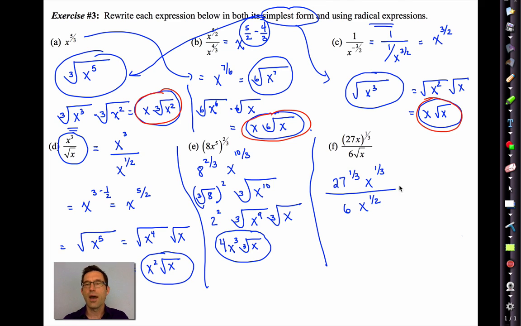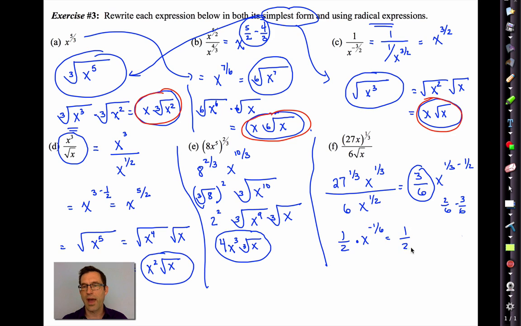All right. Now, 27 to the 1/3 is 3. All right, then we have the 6th. And then we'll have x to the 1/3 minus 1/2. Now we all know that 3/6 is equal to 1/2. Now let's deal with this one. That's going to be 2/6 minus 3/6. So that's going to be times x to the negative 1/6.